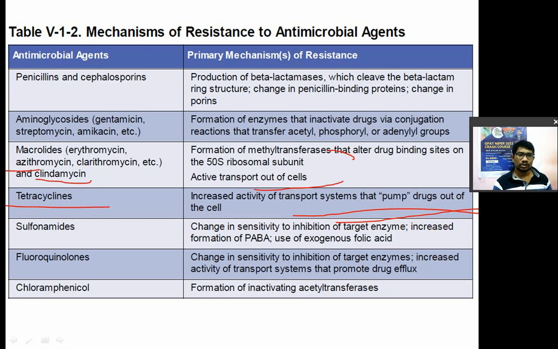Now, how will bacteria develop a resistance to the sulfonamides? So there is a change in the sensitivity to the inhibition of target enzyme. The target enzyme is the folic acid synthase enzyme in the bacteria, so there is a decreased sensitivity to that enzyme, so synthesis of a slightly different enzyme which is less sensitive to the sulfonamides. So the bacteria slightly changes the folic acid synthase enzyme that sulfonamide inhibits, so that the sensitivity to sulfonamide decreases.